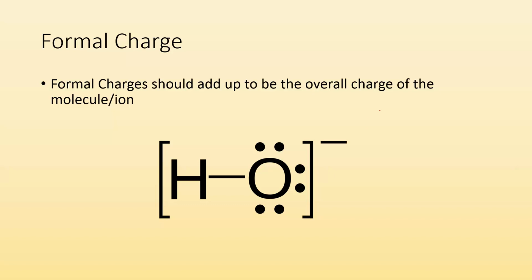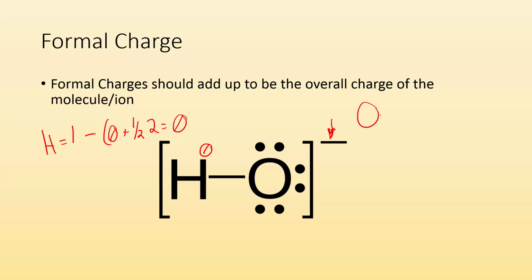So you can see this hydroxide ion has a negative charge. When I add the formal charges together, they should give me a -1. Well, let's check. I've got hydrogen, again, 1 valence electron minus no unshared electrons minus half of the bonding electrons, so half of 2. I end up with a formal charge of 0. So hydrogen has a formal charge of 0.